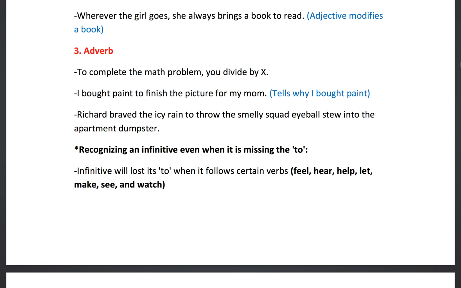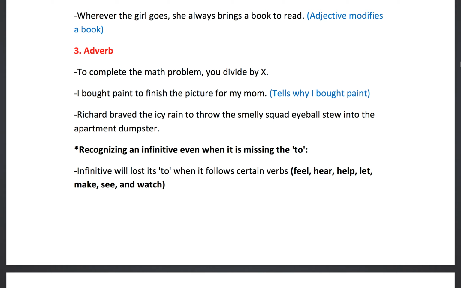The third usage is an adverb. We can have an infinitive as an adverb in a sentence. So how do we know that this is an adverb in that sentence? That might be a little bit difficult or confusing for you, but the clue is that you can ask yourself if the infinitive we have in this sentence is answering the why question. So let's see. To complete the math problem, you divide by x.